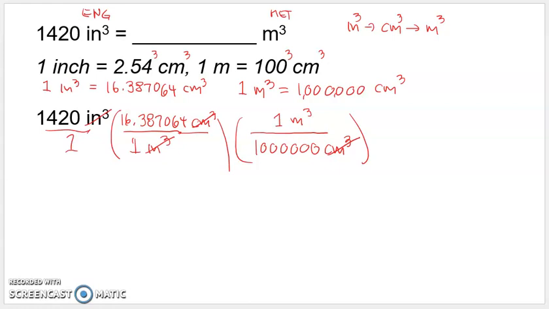1,420 times 16.387064 is going to equal 23,269.63, about 0.63 to 2 decimal places. My units, the only unit left is meters cubed, and that's over 1, multiply the fractions, 1 times a million, so over 1 million.